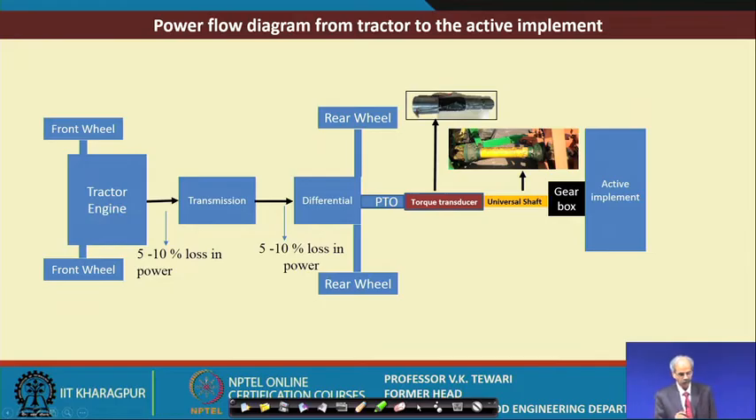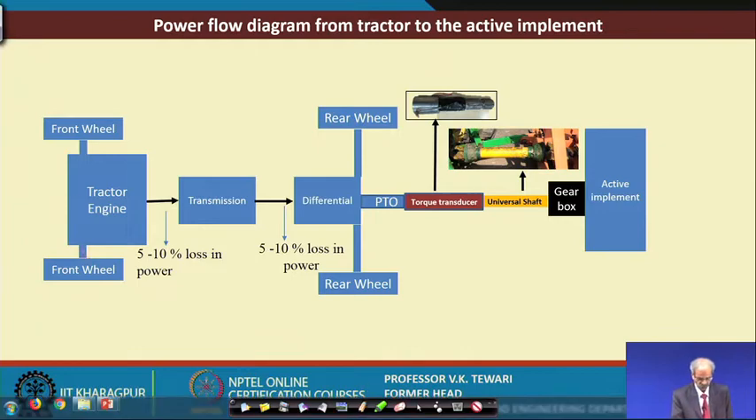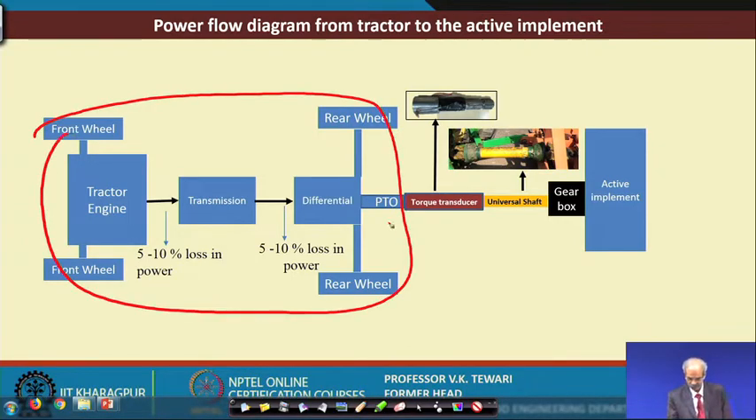So, the power flow diagram from the tractor to the active implement. Now, where it is fixed, this has to be fixed onto the tractor. You can see that this portion is well known to you, and then the PTO is here. The torque transducer is this.